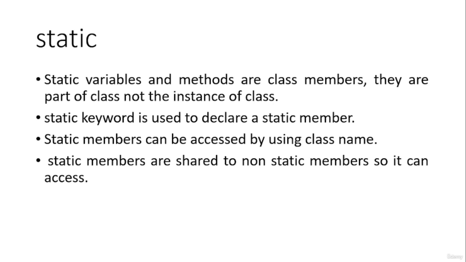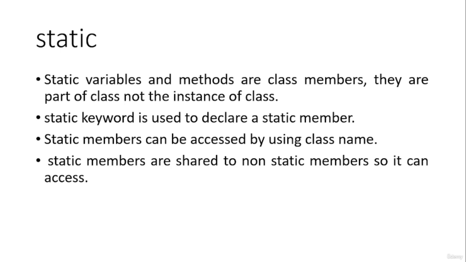That means whenever you have static members, those members belong to the class rather than the instance of the class. When you create an instance of the class, you can also access the static members, but the static members belong to the particular class. The next thing is how we declare static members. We use the static keyword followed by the method name if it is a method, or the variable data type if it is a variable. Like that we declare static members.